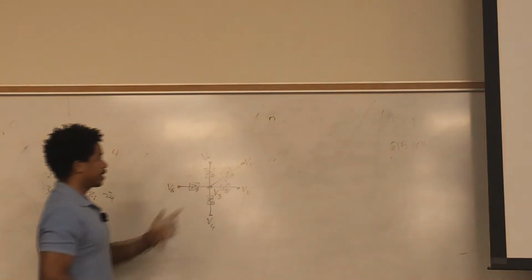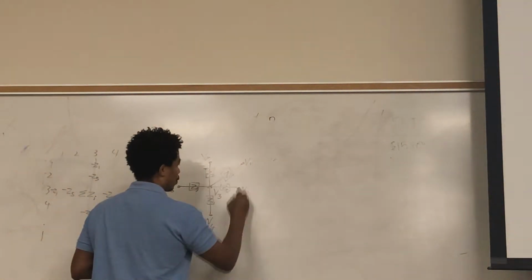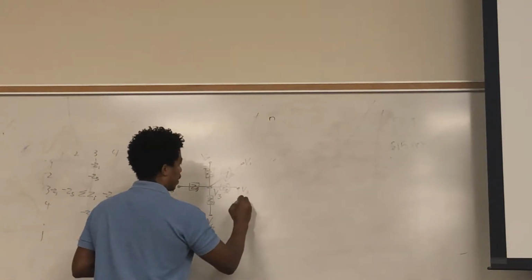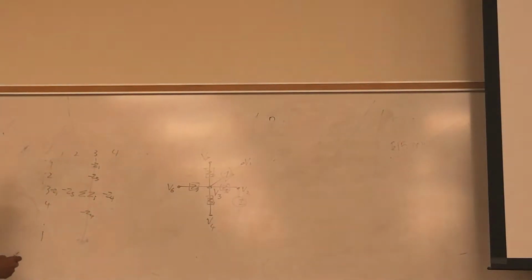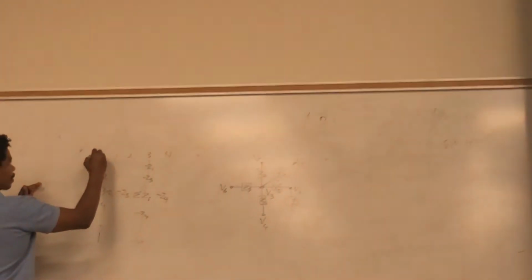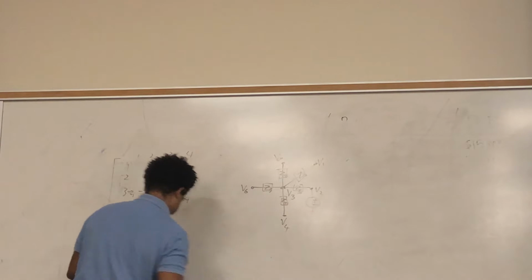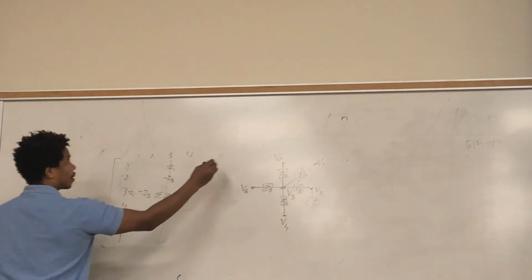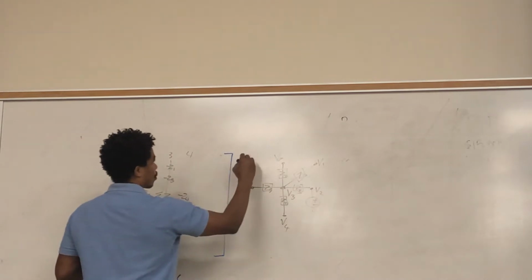And if one of these happens to be a voltage source, for example, like this, where V2 was that voltage source, then on this side over here, here's all your voltages.